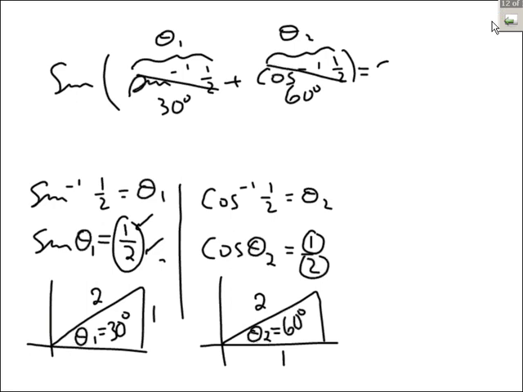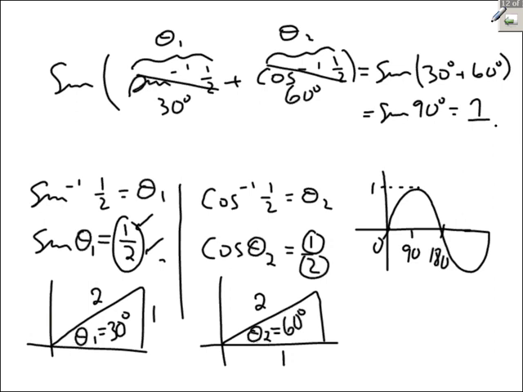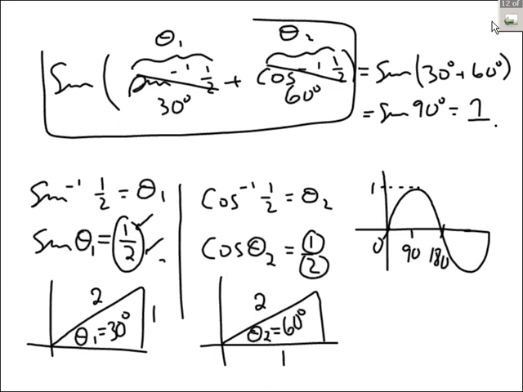So what we're really being asked to find is the sine of 30 degrees plus 60 degrees, better known as the sine of 90 degrees. But we can find the sine of any multiple of 90, not using a triangle, but using the graph. The sine of 90 degrees. Well, here's 180, here's 0, in the middle is 90. It's the high point. It's 1. The sine of 90 degrees is 1. That is, this whole expression is 1.